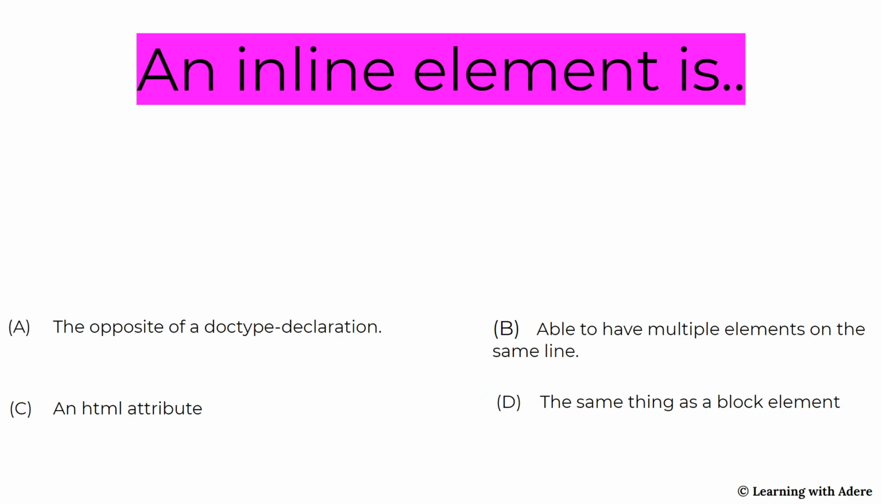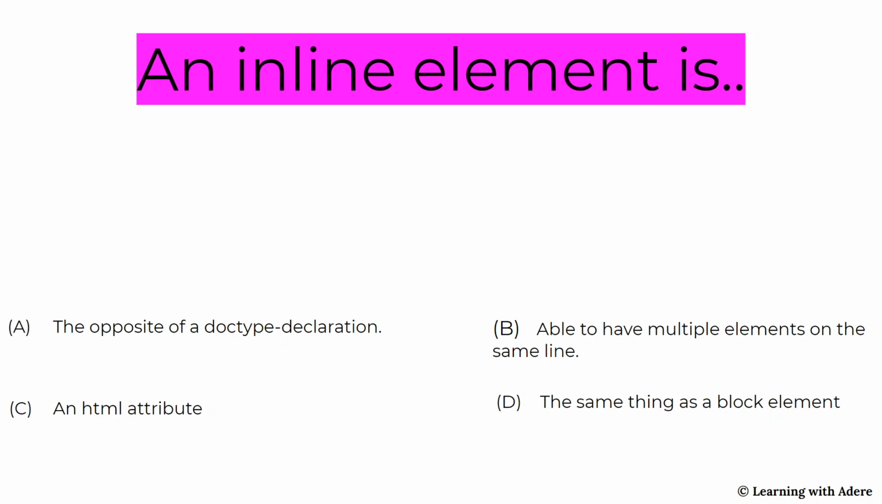An inline element is A, the opposite of a doc type declaration. B, able to have multiple elements on the same line. C, an HTML attribute. Or D, the same thing as a block element.